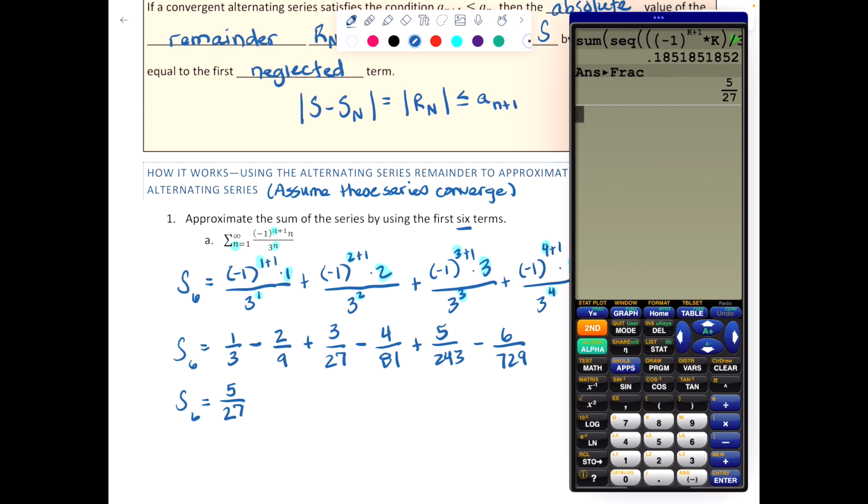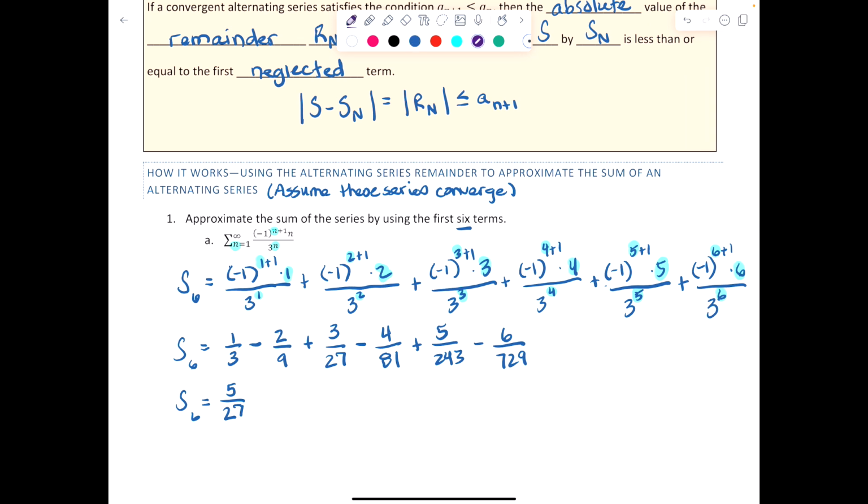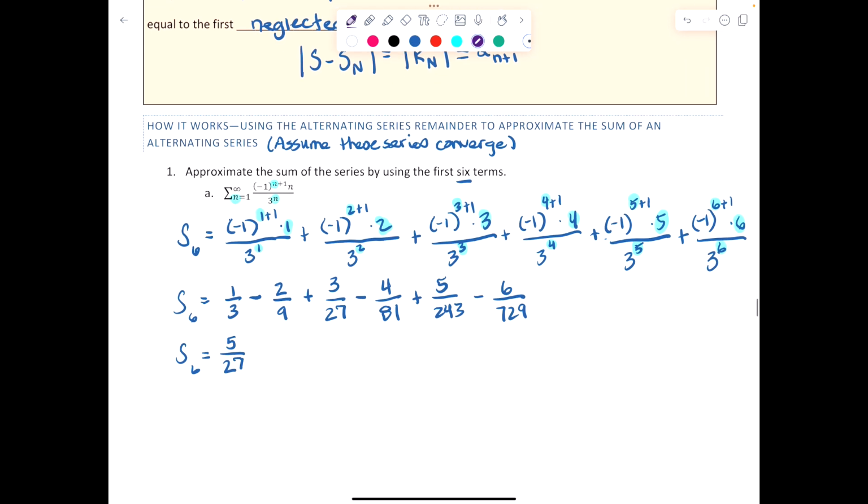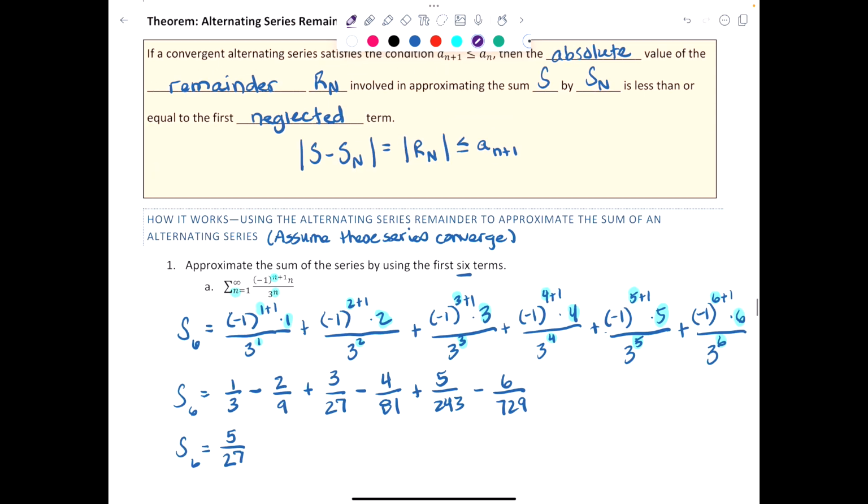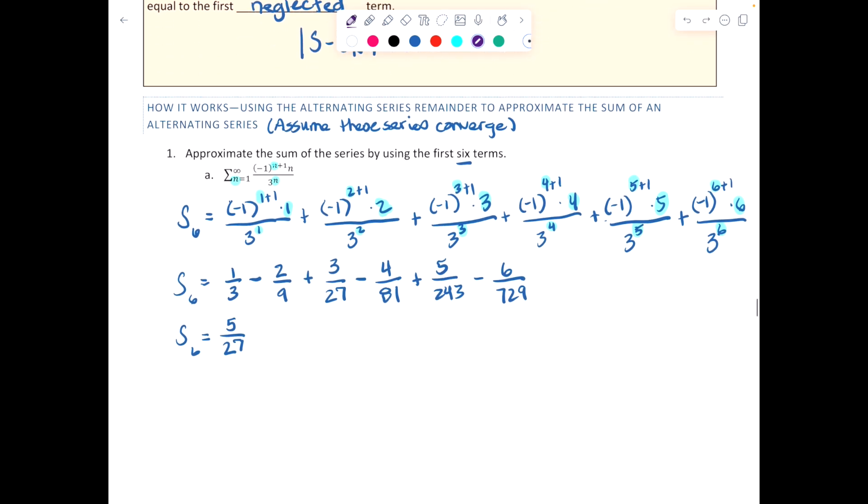Okay, so now let's get a feel for what all we need, remember? We're looking for approximating the sum. So we're going to use the first absolute value for this problem. We're going to use this business, absolute S minus S6 is less than or equal to A sub 6 plus 1, because our n is 6. So absolute S minus S6 is going to be less than or equal to A7. So we need to find A7.